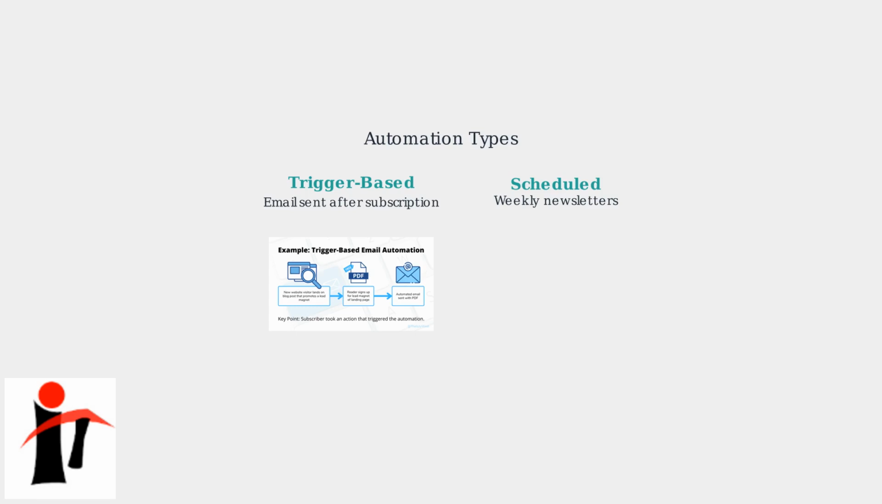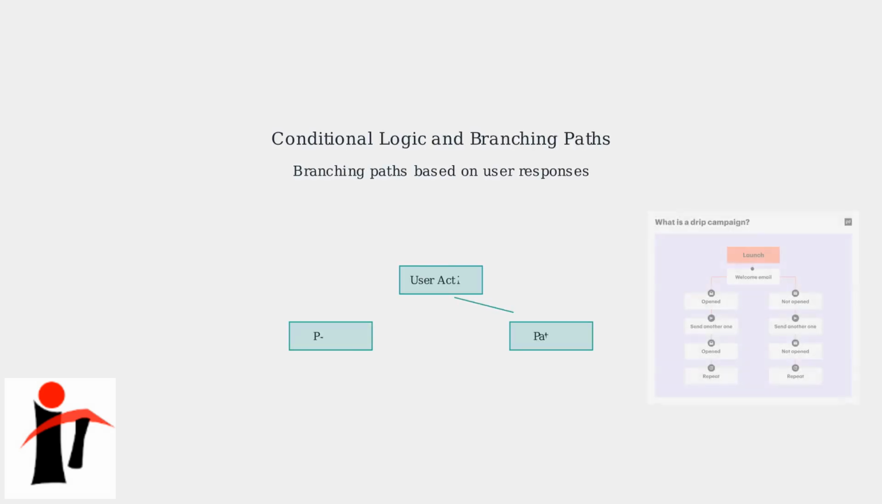Beacons.ai supports different types of automation. Trigger-based automation responds to user actions, such as sending a welcome email immediately after someone subscribes. Scheduled automation follows a predetermined timeline, like sending weekly newsletters regardless of user behavior. The platform also supports conditional logic, allowing your automated emails to follow different paths based on how users respond. For instance, if someone opens an email, they might receive one follow-up sequence, while non-openers get a different reminder campaign. This creates personalized automation flows.